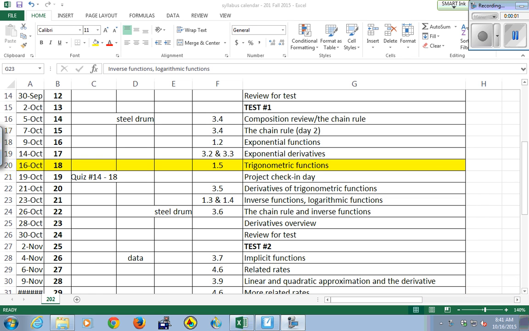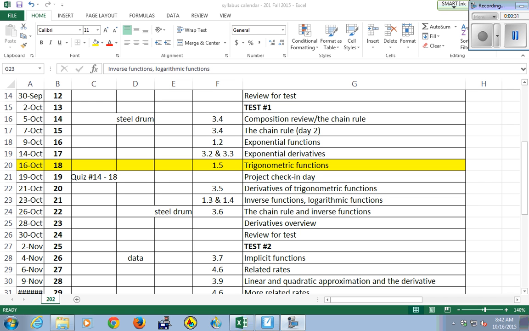Today will be another little breather day where we're going to review trig functions. Everything you need to know for this course about trig functions, hopefully we'll cover today. It's just the basics, and the purpose of the review is so that our next class, well, next class is our check-in day, but the class after that, we're going to talk about how to take the derivative of trig functions. So we need to have them fresh in our mind and how they work.